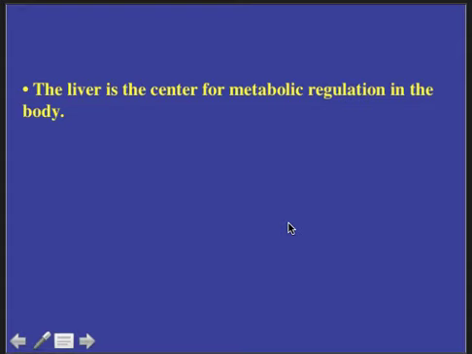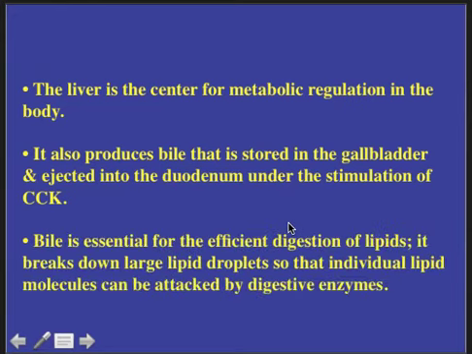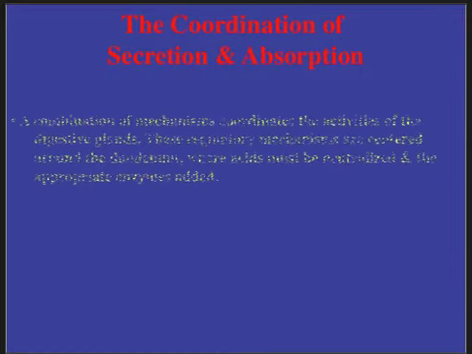So the liver is the center for metabolic regulation in the body, and it also makes the bile that's stored in the gallbladder and is ejected into the duodenum when the CCK signal is given. It's important for the efficient digestion of lipids. It breaks down large lipid droplets so that individual lipid molecules can be effectively attacked by lipase and broken into what? Fatty acids and glycerol. Those are the major components of triglycerides, which is the major fat in most of the food that you eat.